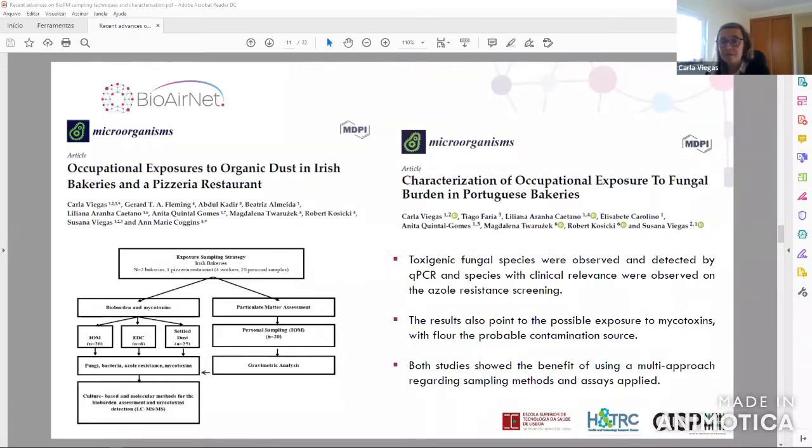We also performed a study in Ireland with similar sampling methods, and toxigenic fungal species were observed and detected by qPCR, and species with clinical relevance were observed in the azole resistance screening. The results also point to possible exposure to mycotoxins, with the raw materials as the probable contamination source, since different mycotoxins were detected in them. And both studies show the benefit of using a multi-approach regarding sampling methods, since different counts and species were observed in each sampling method.